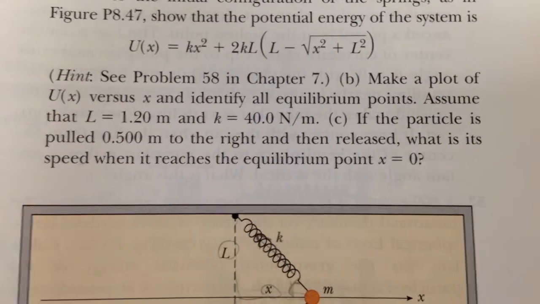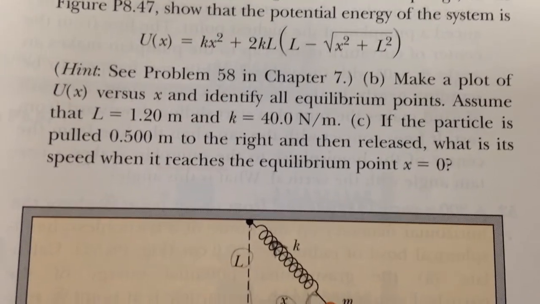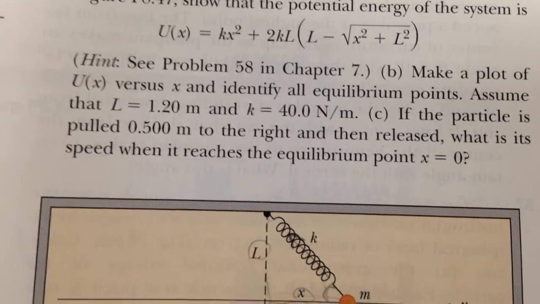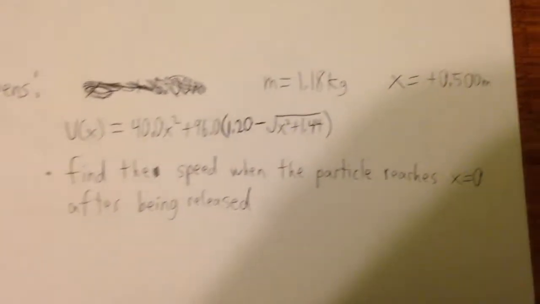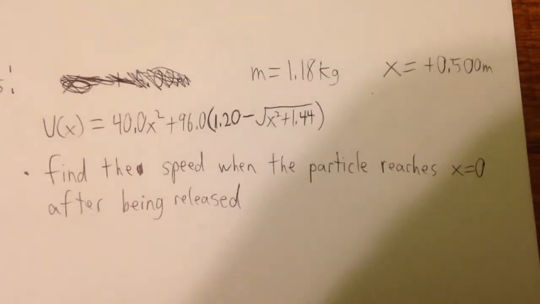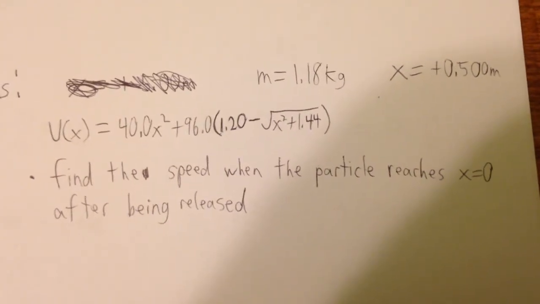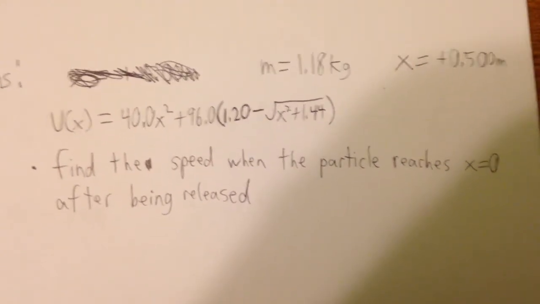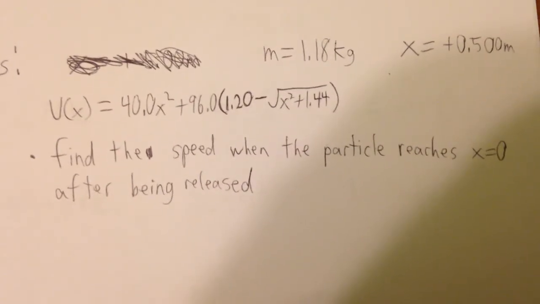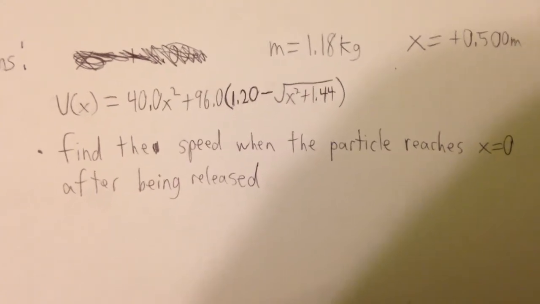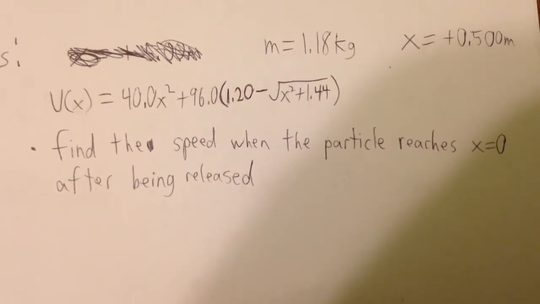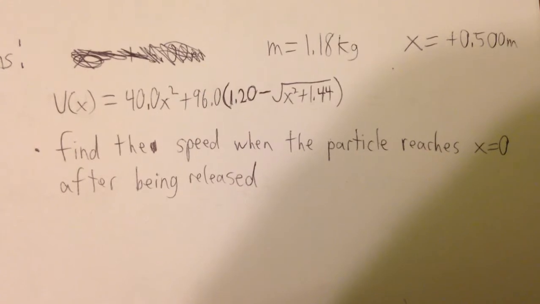C. If the particle is pulled 0.500 meters to the right and then released, what is its speed when it reaches the equilibrium point x equals 0? First, we list our givens. We know that a particle of mass 1.18 kilograms was pulled 0.500 meters to the right, which is why it's positive. We also know our potential energy equation from part B, and we know that we're trying to find the speed when the particle reaches x equals 0, that's the equilibrium point, after being released.